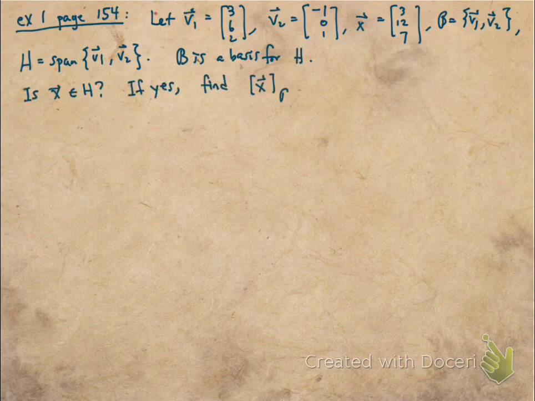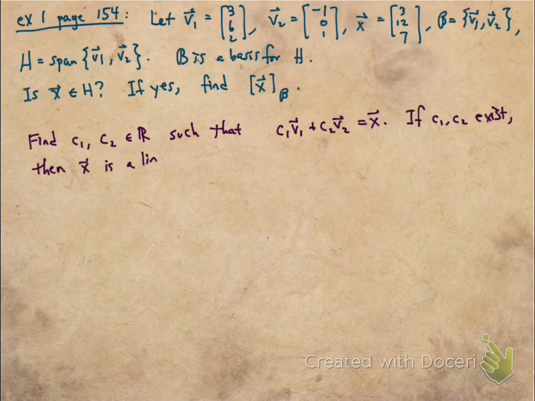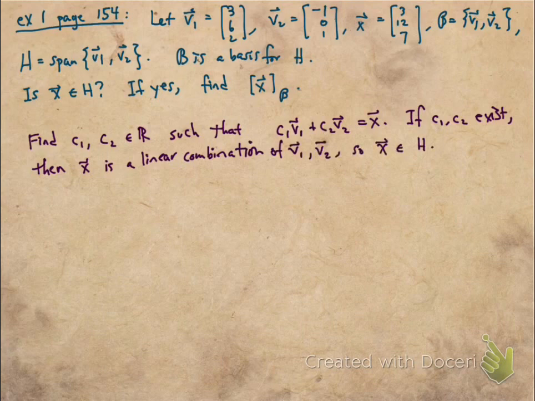So the question is, is the vector x an element of H? And if yes, find the b-coordinate vector of x. So that's asking us to find a C1 and C2 in R, if they exist, that have the property that C1 V1 plus C2 V2 is x. Right? Because we want the weights that express x as a combination of V1 and V2. So if C1 and C2 exist, then that tells us x is a linear combination of V1 and V2, and so x is in the span of V1 and V2. Otherwise, x is not in the span.